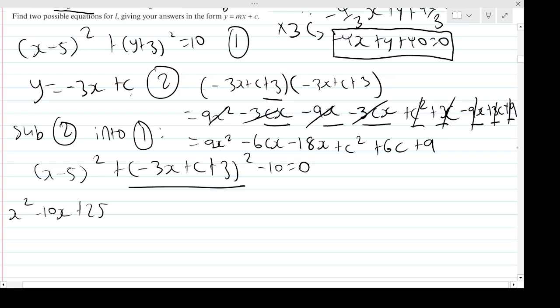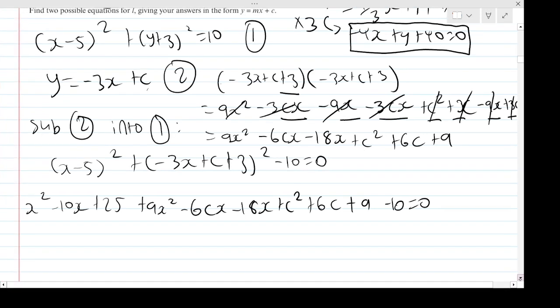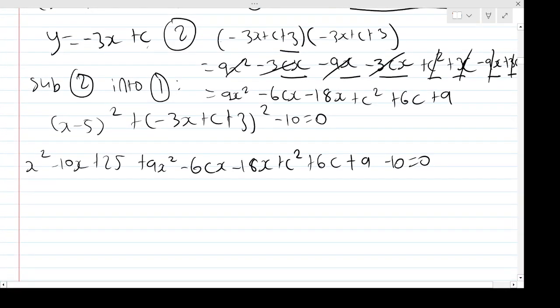So then I get plus 9x squared minus 6cx minus 18x plus c squared plus 6c plus 9. Then I have the minus 10 at the end equals 0. And then I'm going to collect the like terms again to then get x squared and 9x squared will be 10x squared. Cool. Then I have minus 10x minus 18x, that'd be minus 28x.